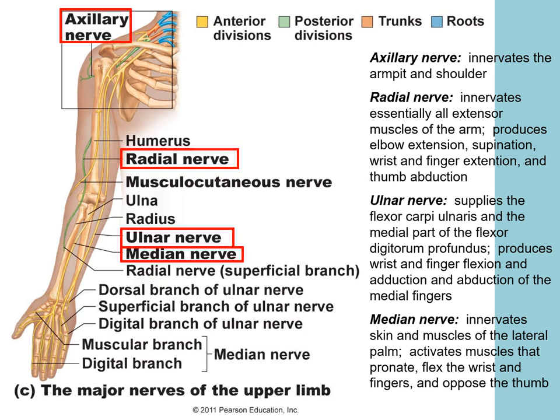As you move through the axillary nerve, think of the regions of where you're looking at. This is going to be around the armpit, around the shoulder area. The radial nerve is going to be innervating your extensor muscles of the arm, etc. The ulnar nerve, the median nerve. The median nerve innervates skin and muscles on the lateral palm. It's going to help activate muscles to help you pronate the hand, flex the wrist and fingers, etc.